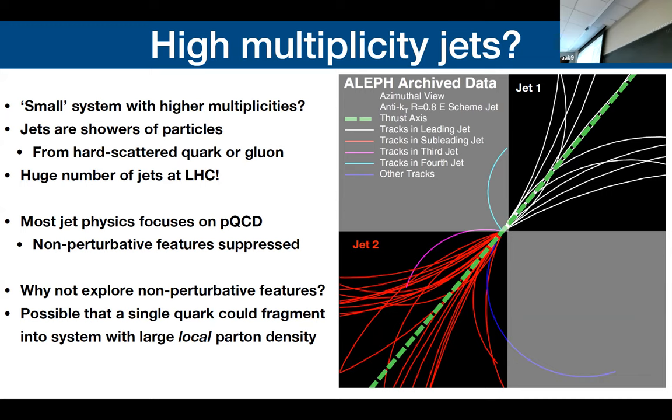Is it possible that, for example, one quark fragmenting could fragment into a system of partons with a large local density that then interact with each other in some way that's similar to what we see in a proton-proton collision? So this is kind of the logic.